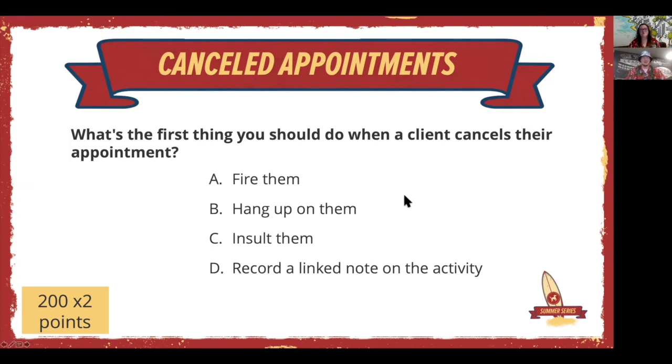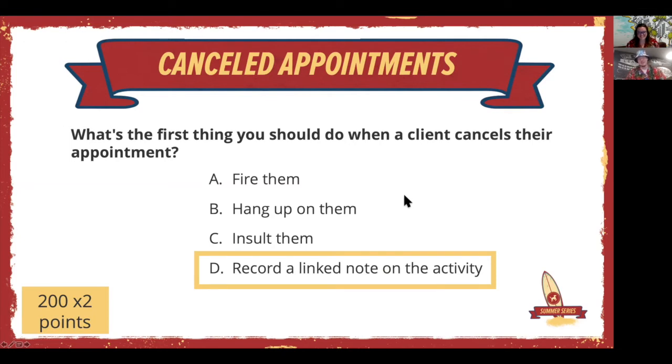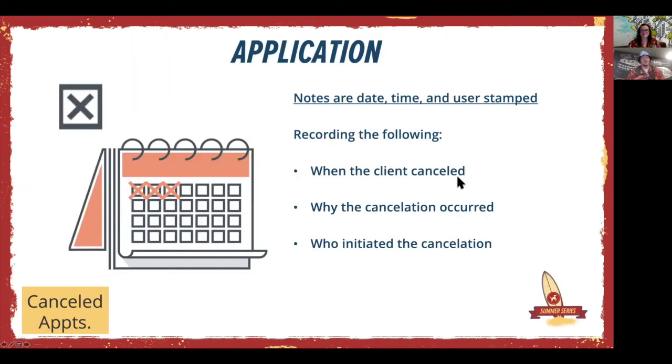All right, well, we only got 2 people saying that they would insult them. The rest of you said record a link note on the activity, and that's what we recommend doing as well. We want to make sure that we're recording why that appointment's being canceled, because oftentimes it's not always the client that's doing it. Sometimes we have to cancel, or maybe a global pandemic is going around that would prevent us from meeting again. So it's important to record the reason for the cancellation, because that's going to determine things later on when we have to schedule that next appointment.